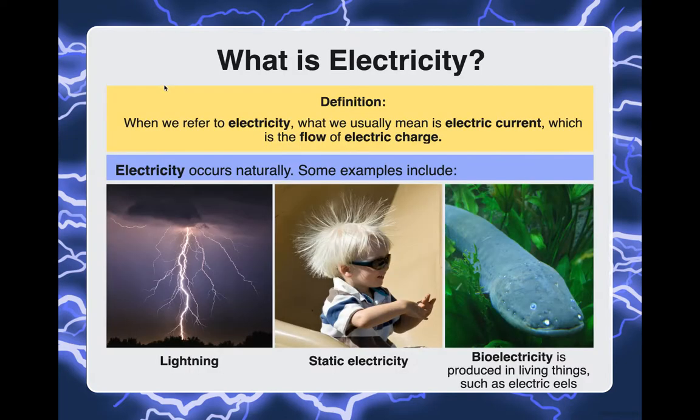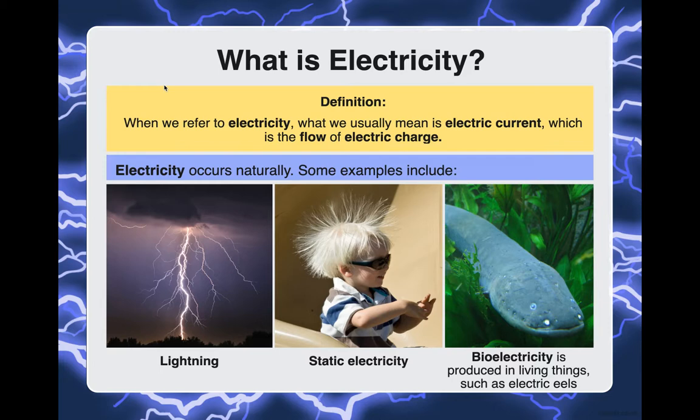So what is electricity? Make sure you put that question on top. I'm going to write the definition. When we refer to electricity, what we usually mean is an electric current, which is the flow of an electric charge. Anytime you see a word in bold in this lesson, make sure you pick a separate color other than your main color pen, and you're going to either highlight, underline, or write those words in another color.